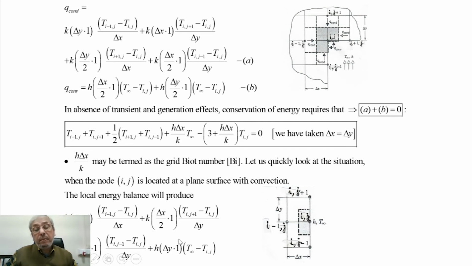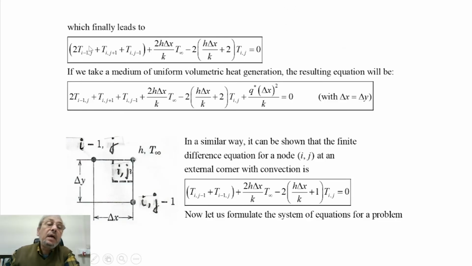So from here we can again simplify it as twice T i minus 1 j plus T i j plus 1 plus T i j minus 1 plus twice h delta x by k into T infinity minus 2 h delta x by k plus 2 into T ij equal to 0.